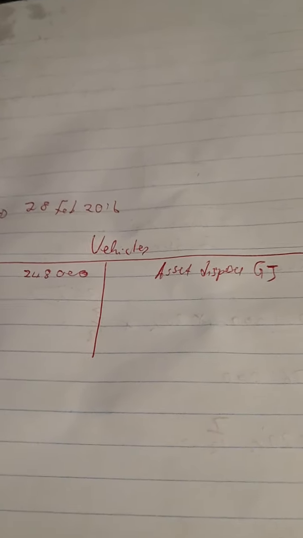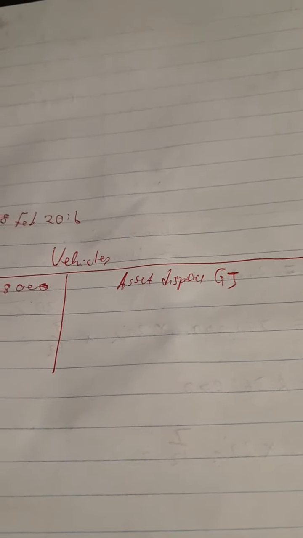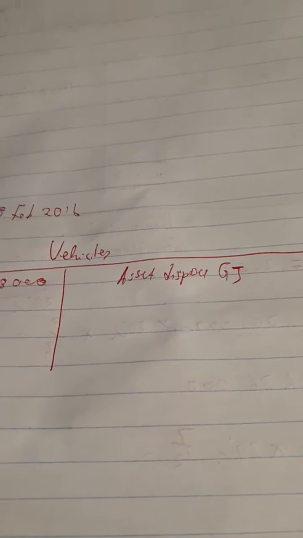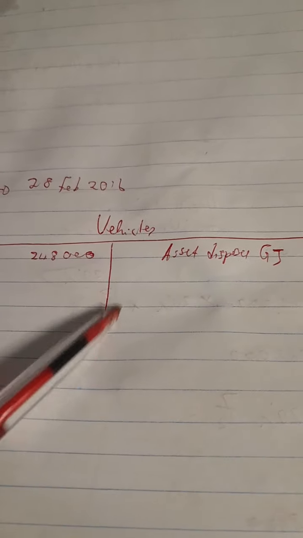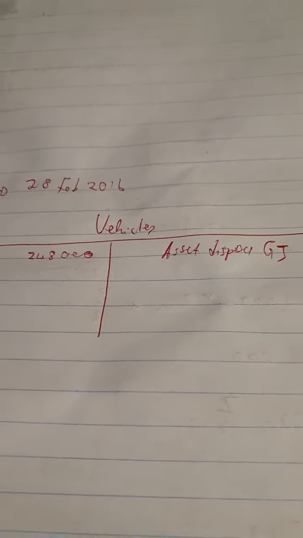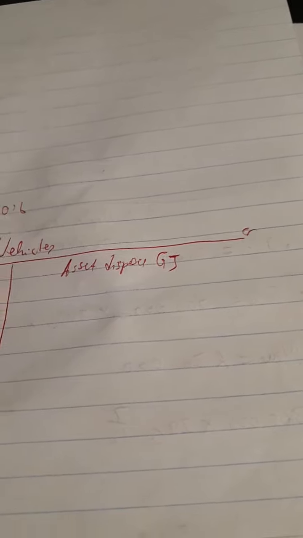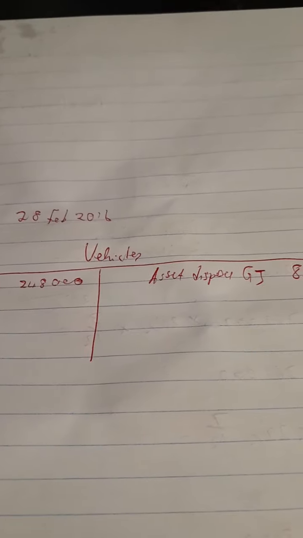But this 68,000 is what we received when we sold this vehicle. So how much was the original cost of the vehicle? It was 85,000. Under the vehicle account, we are recording the original cost. The original cost of this vehicle that we sold was 85,000. So you record your original cost, which is 85,000. Then we are going to another transaction.